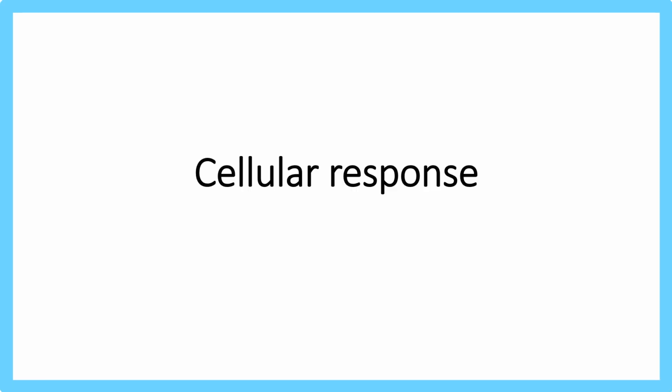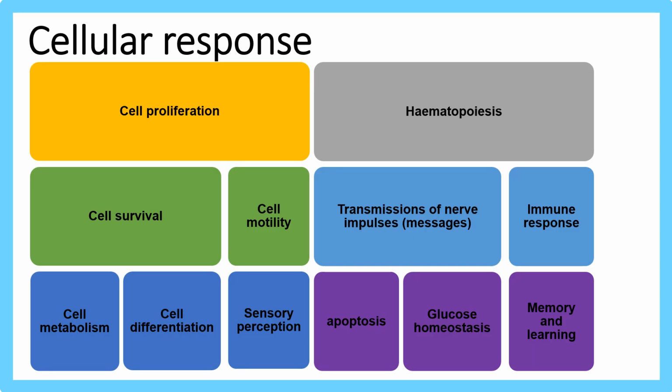So let's look at the cellular response. The cellular response involves different cellular activities, for example, cell proliferation, so how it grows, how it survives, how it moves, the energy that is involved, how it differentiates into more specialized cells, and sensory perception. Hematopoiesis, this is the production of blood cells, and this occurs within the bone marrow found inside the bone. There's also other cellular activity, for example, the transmission of nerve impulses, immune response, apoptosis, glucose homeostasis, and also memory and learning.